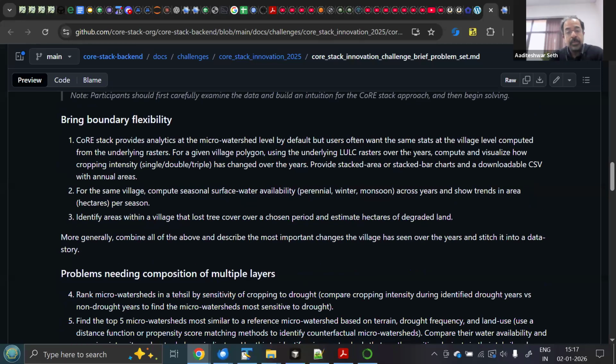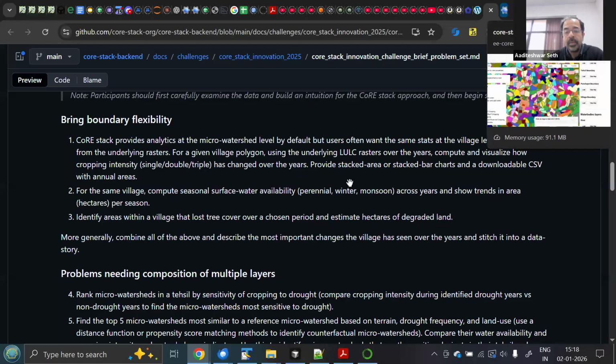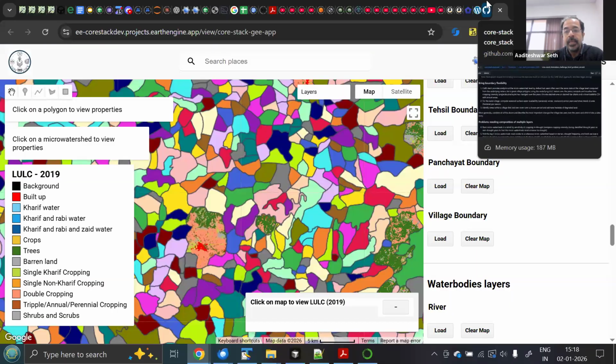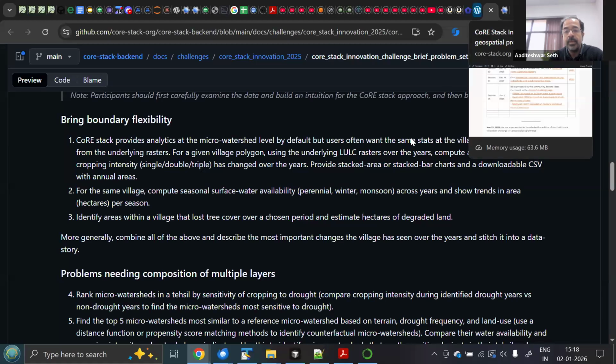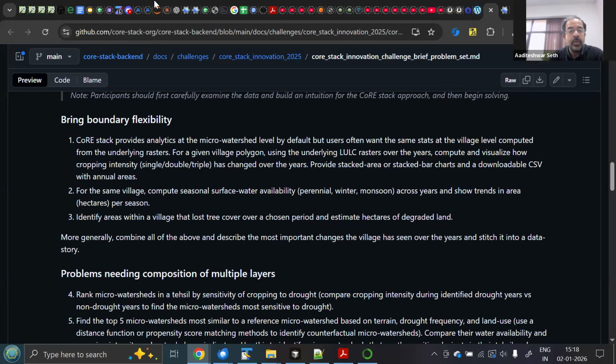So one of the things that we proposed is, can we write simple utilities that, for a given village polygon, use the underlying LULC rasters over the years to compute and visualize how cropping intensity has changed over the years. Provide stacked area or stacked bar graphs and a downloadable CSV with annual areas. The way you can solve these kinds of things is that right now I was showing you these rasters on Earth Engine, but the same rasters are also available to you for direct download.